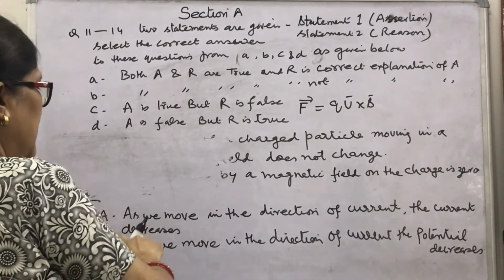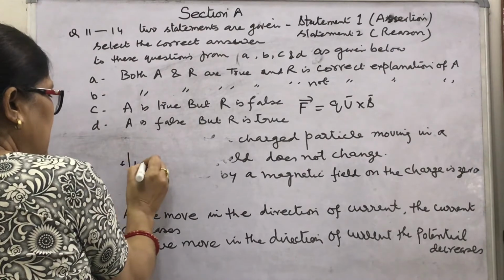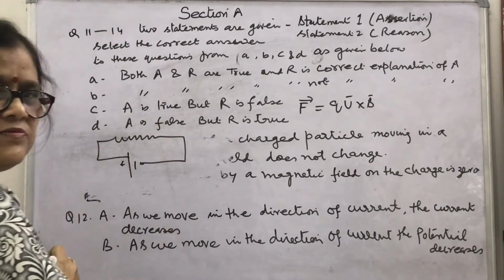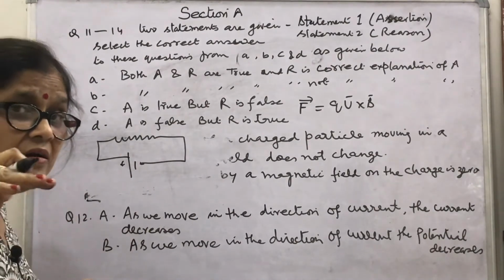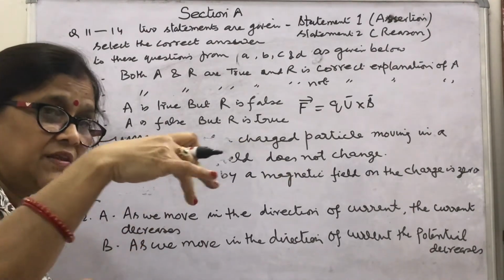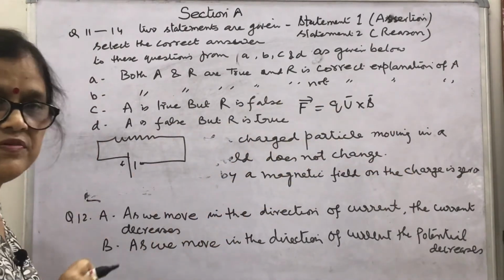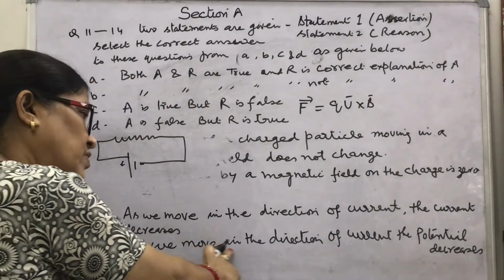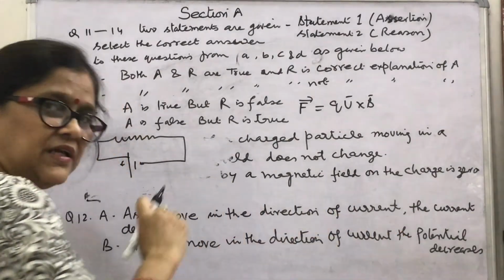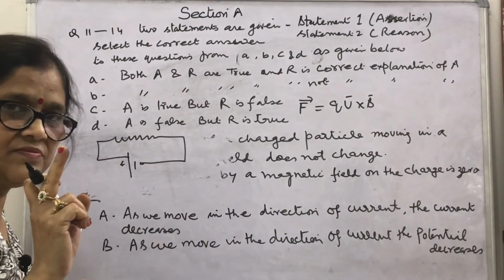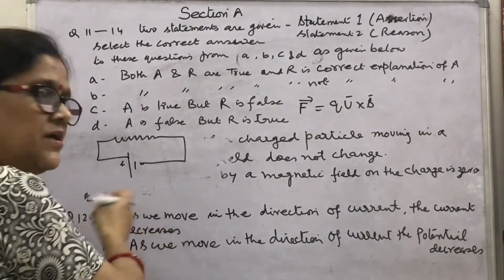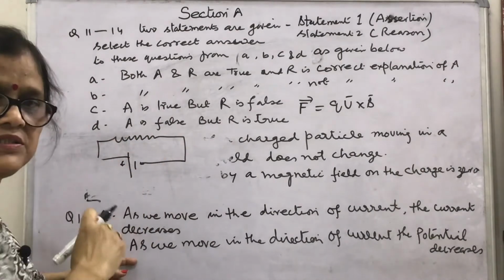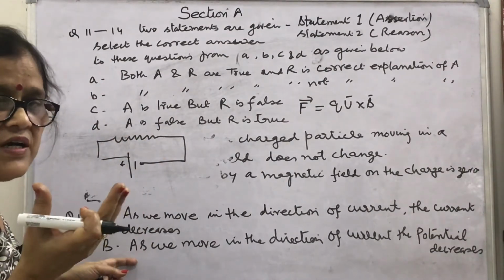Suppose this is the battery and the current is flowing through a resistor. What happens? Current always flows in the direction of fall of potential difference. Then, as we move in the direction of current, potential decreases. It is true. What about A? Current decreases. In this, the total current will remain constant. You can't say that for the current.